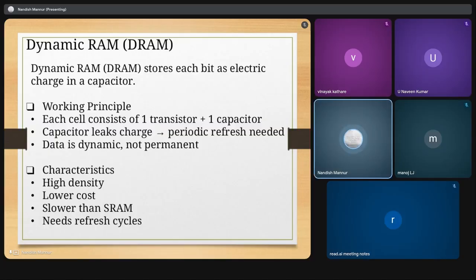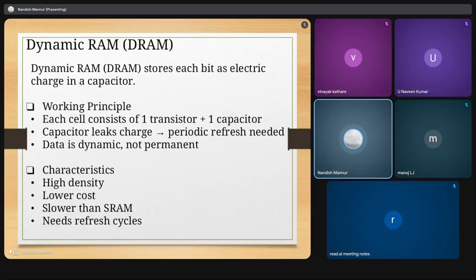Hello guys, myself Nandish. I am here to explain the dynamic RAM. Dynamic RAM stores each bit as electric charge in a capacitor. Working principle: each cell consists of one transistor and one capacitor. The capacitor leaks charge, so periodic refresh is needed. Data is dynamic, not permanent.